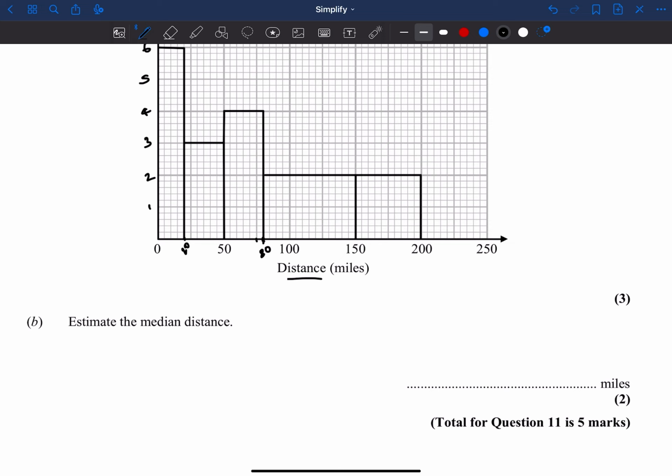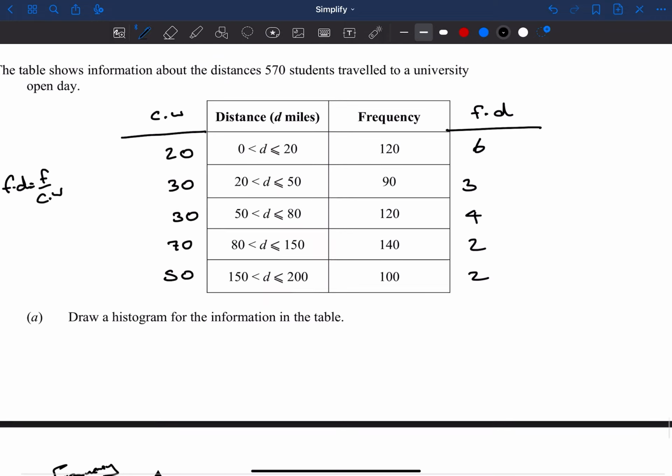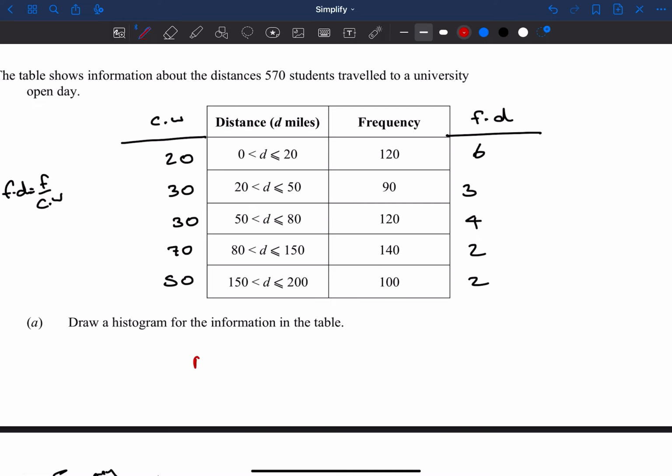The median distance. In order to do a median, I'm going to look at the graph and then tell you. Remember the formula for median, which is Q2. Median means Q2, a half n, or sometimes n plus 1 if it was an odd number. It's an even number, so it's fine. Half of 570 is 285. Remember, it's the 285th one.